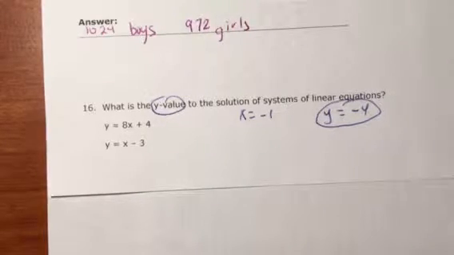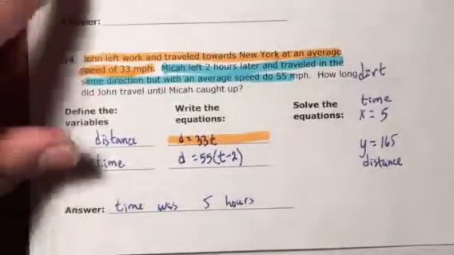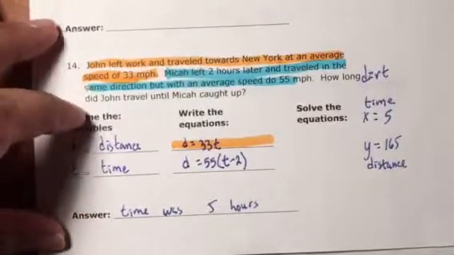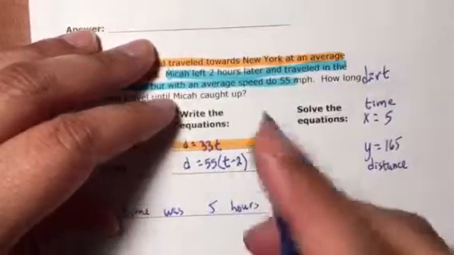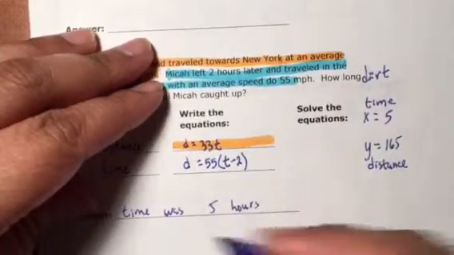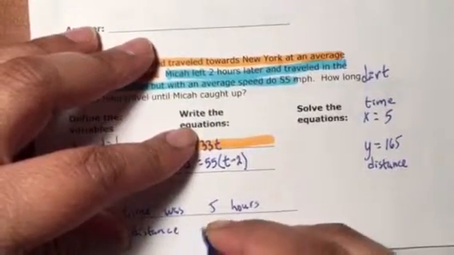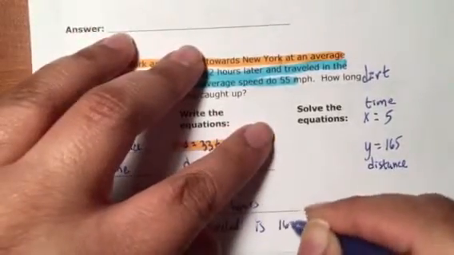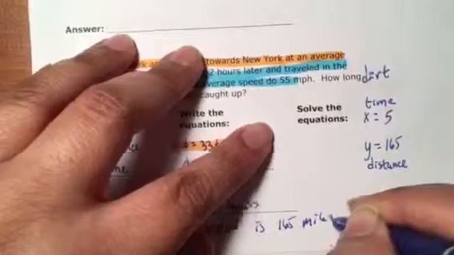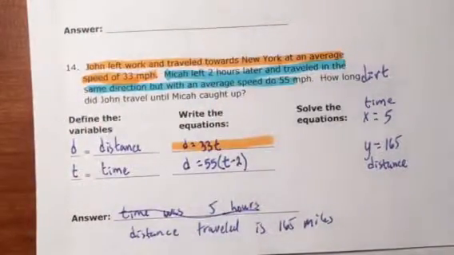And guys, I want to go back to number 14 because I just realized I didn't read the problem properly. How long did he travel? It's not asking time-wise. I think it might be asking distance. So the distance traveled is 165 miles. Or just write them both and you won't get penalized.